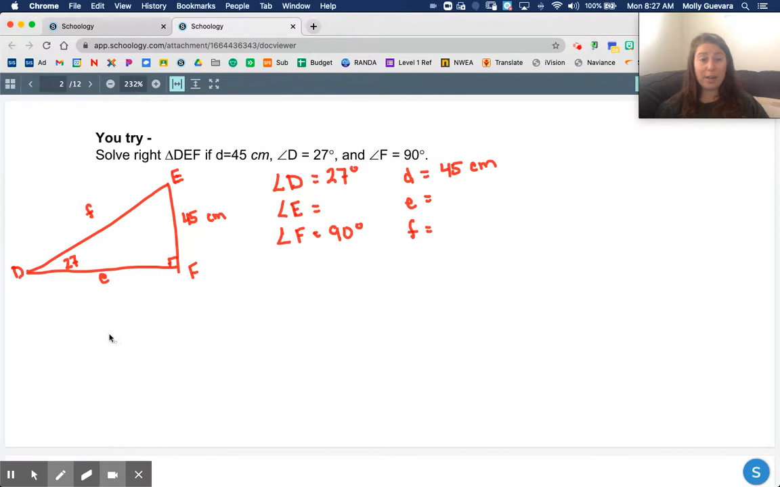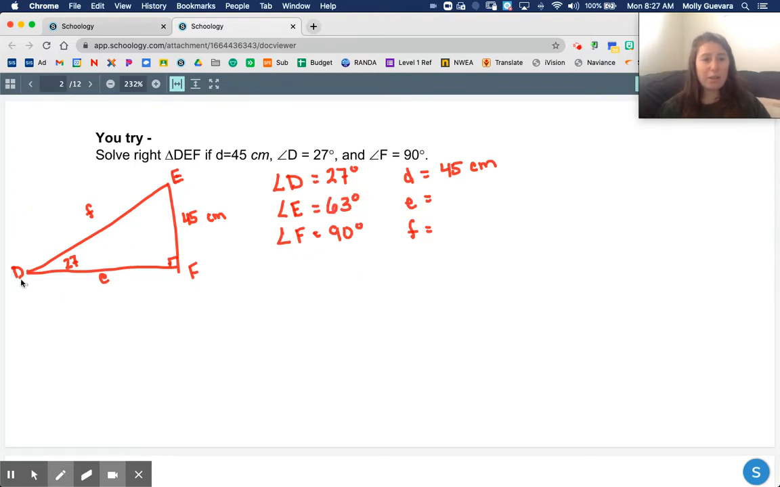Okay, so here I drew the triangle DEF and I labeled everything that I knew. And then I made my list and I wrote down everything that I knew. So from here, it makes it easier for me personally to figure out what I need to find. And the first thing, angle E should be really easy to find, right? 180 minus 90 minus 27. And we should get 63 degrees here.